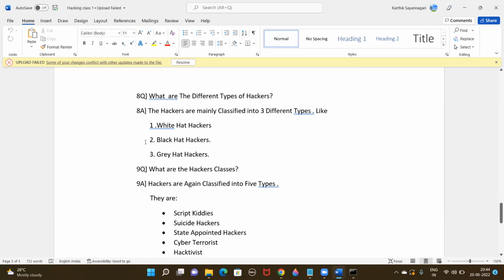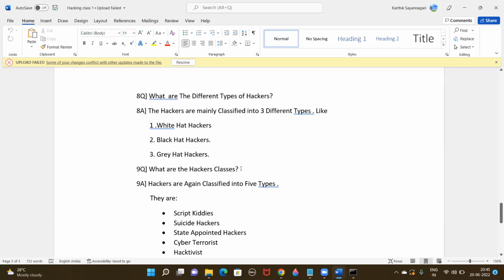Okay, because this person doesn't know how the website or application is developed, but he hacks the information with his knowledge. Okay, so black hat hackers are a way forward compared to these two types of hackers.